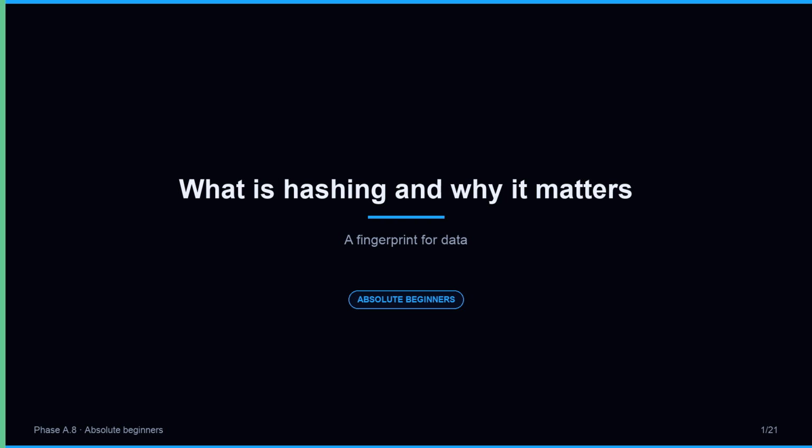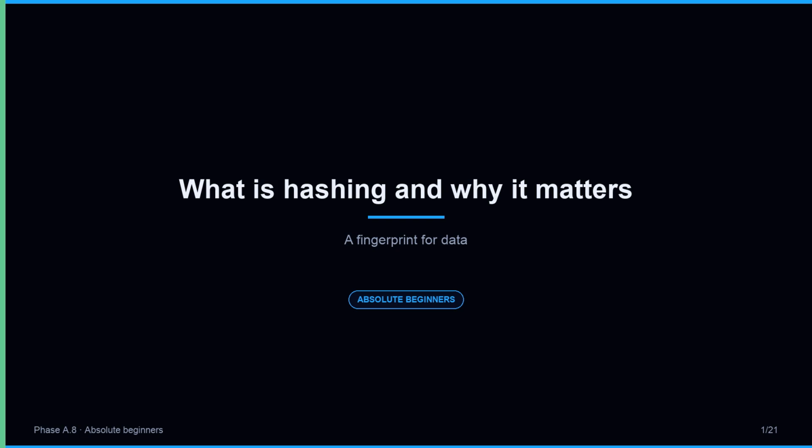A hash is a fingerprint for data. You feed in any input, however large or small, and you get back a fixed size fingerprint that uniquely identifies that input. Same input always gives the same fingerprint. One byte different, completely different fingerprint. And crucially, you cannot reverse the process. In this lesson you learn what hashing is, what it is not, the 4 properties that make it useful, and the real places it shows up in everyday software.